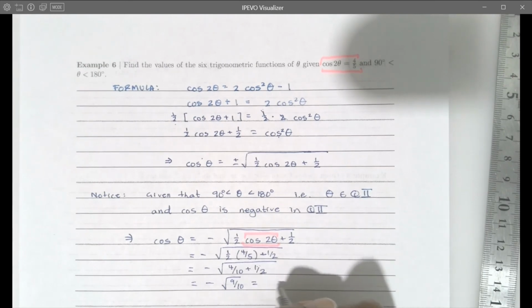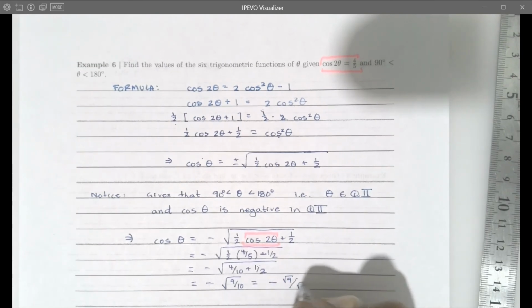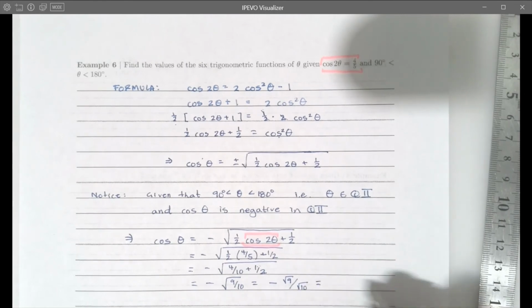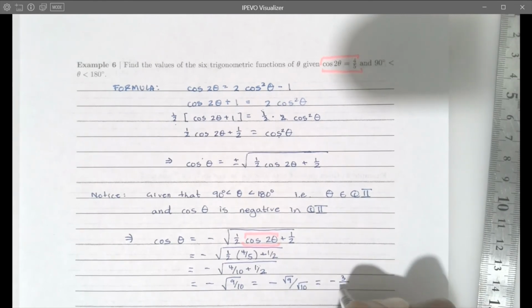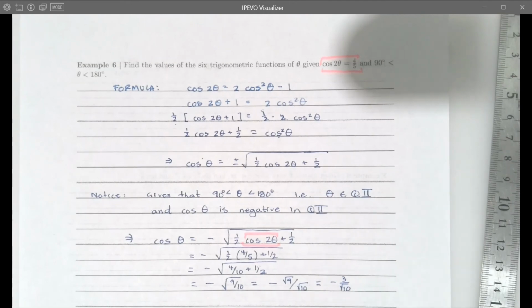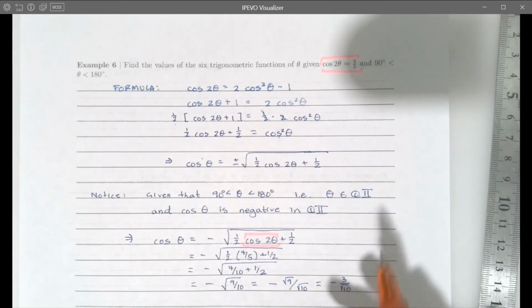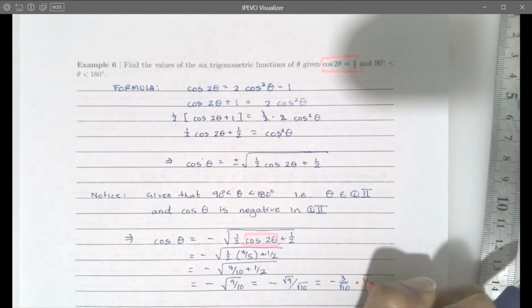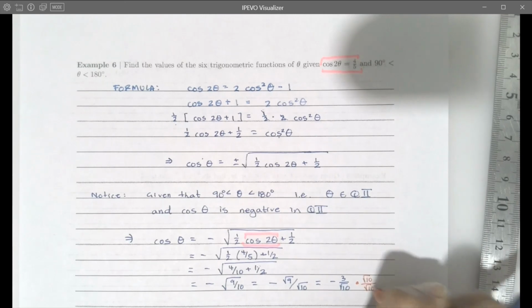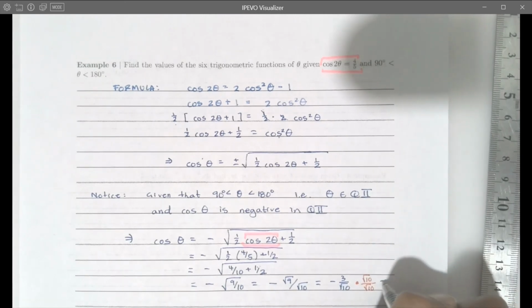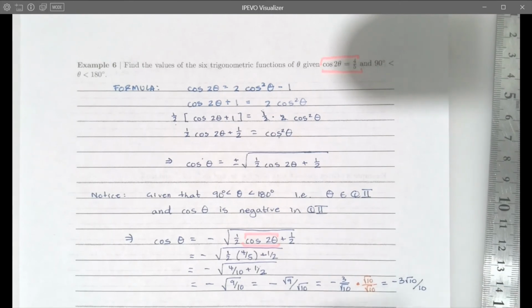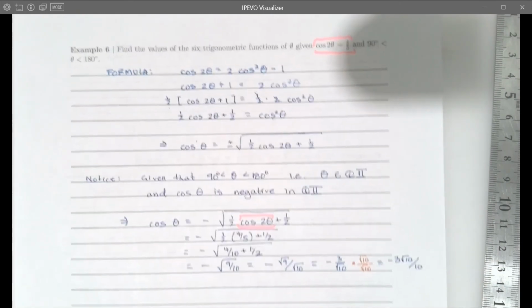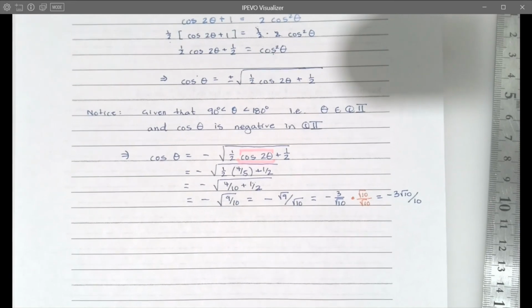And then we're going to try to rationalize this. So we're going to have a negative square root of 9 over square root of 10. That's a negative 3 over radical 10. And then we multiply top and bottom by radical 10 to give us negative 3 radical 10 over 10, and that's cosine.